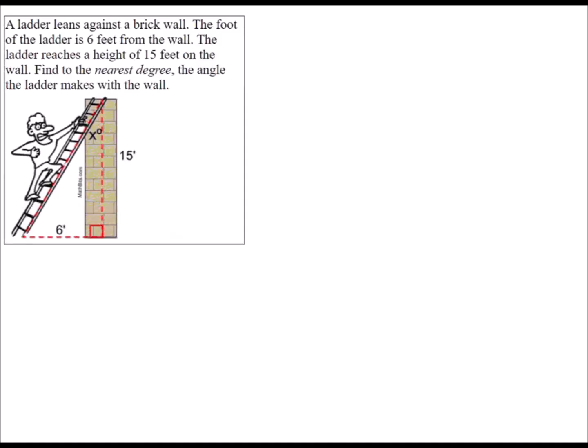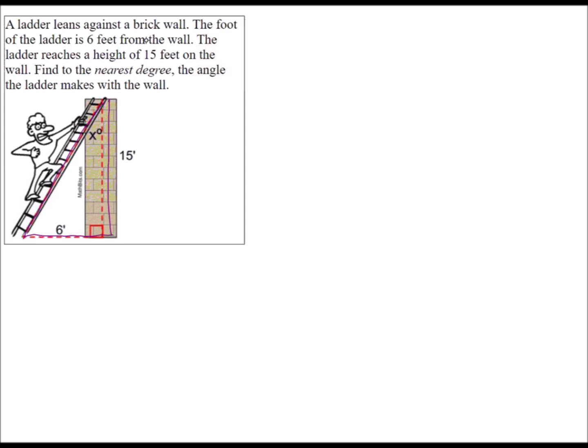Okay, let's try one. A ladder leans against a brick wall. The foot of the ladder is 6 feet from the wall. The ladder reaches a height of 15 feet on the wall. Find to the nearest degree the angle the ladder makes with the wall. You can see the picture here that's been made for you. They drew a building, then they drew the ladder, this tough looking guy riding on it, and then they connected it to make that right triangle right there.